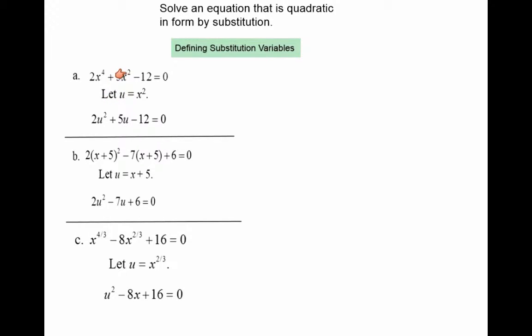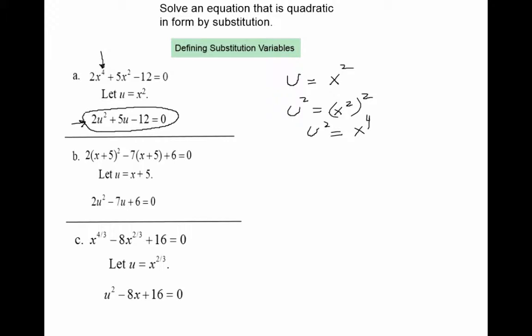So we let u be equal to this middle term, x to the power of 2. If I square both sides, then u squared would be x to the power of 4. And that's exactly what we have here. So we can write this as 2u squared plus 5u minus 12. What we're doing is forcing this to look like a second order equation by using the substitution method.